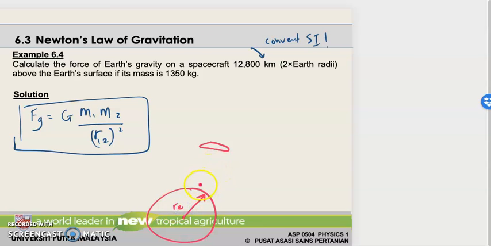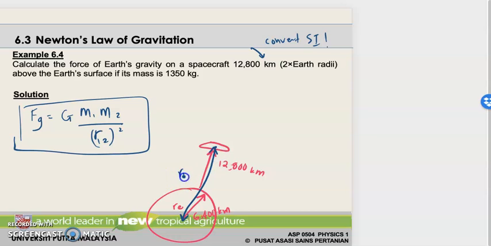And this is the height of the spacecraft, which is 12,800 kilometer. Okay, so it says here that 12,800 is twice the radius of Earth, which means that this radius of Earth is 6,400 kilometer. Using this equation, my radius is from here to here.